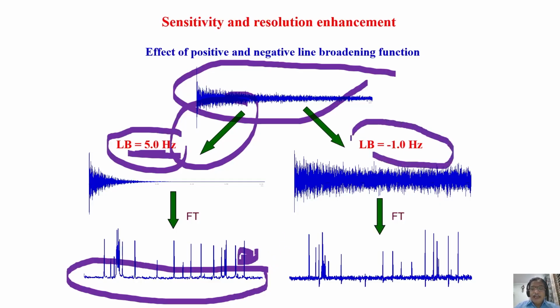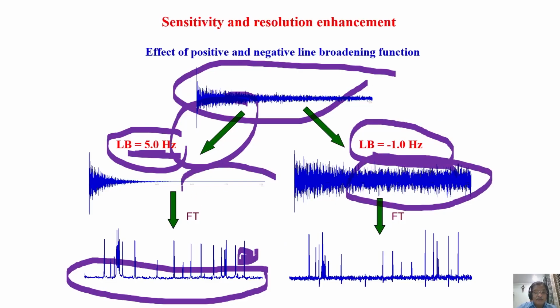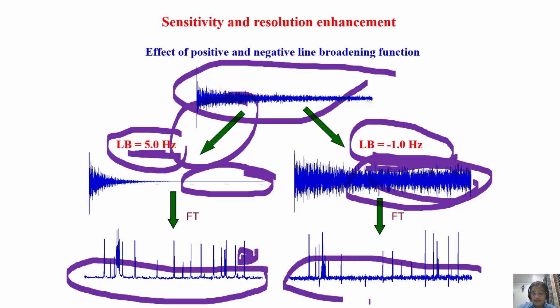On the other hand, multiply by a negative line broadening function, a negative exponential function. Look at it. The noise component is increased in the FID part. Here, the noise component is completely reduced when you use positive exponential multiplication. In the negative exponential multiplication, you have enhanced the noise component here. Look at it. When you do the Fourier transformation, you get bad signal to noise ratio. The signal to noise ratio is reduced here.